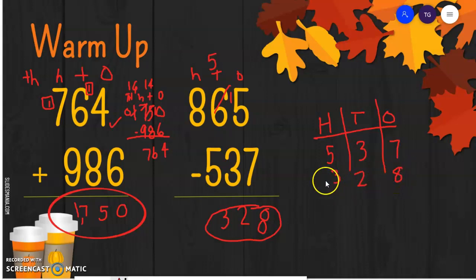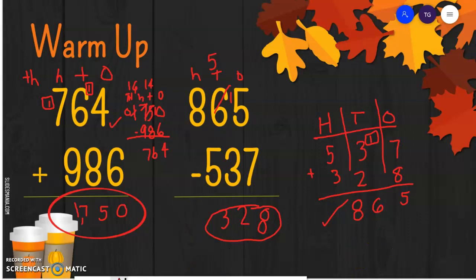And I start my computation in the ones place. 7 plus 8 is 15, so I'm going to write a 5 and regroup it to the tens. 3 plus 2 is 5, plus 1 more is 6. And 5 plus 3 is 8. So my computation is correct, 865.